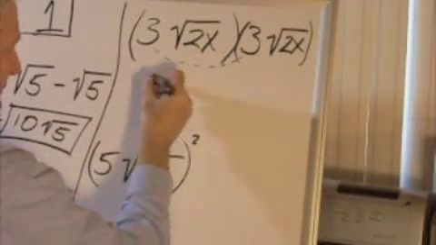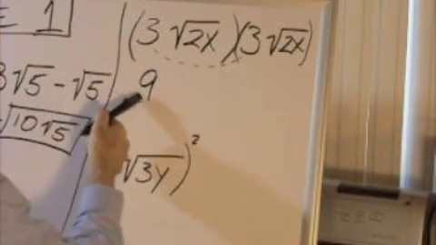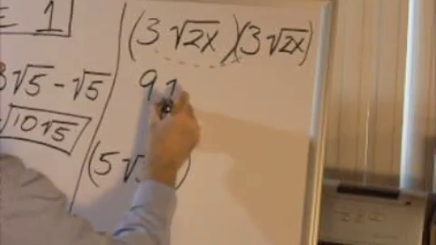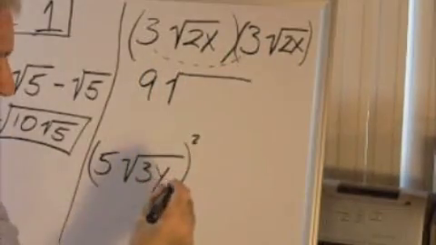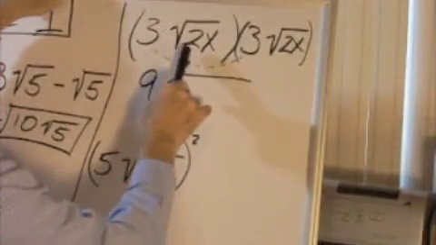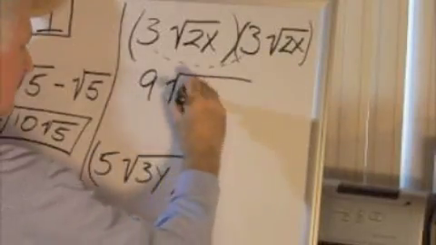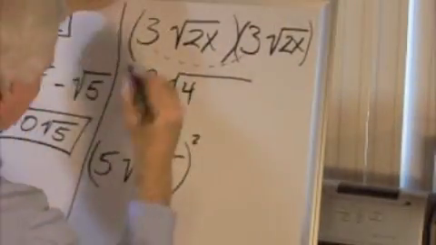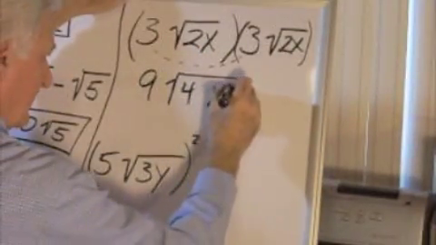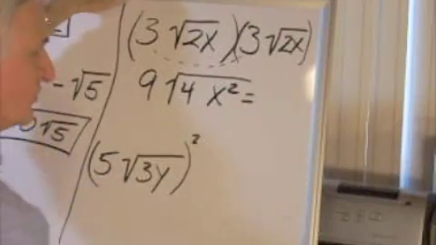3 times 3? Yes, genius. 9. Very good. Now, you've got the radical. I usually go ahead and do it this way. I just put a radical there to show we're dealing with both of them. Then I have the 2 times the 2, which of course is 4, I knew you knew that, and the x times the x. There.